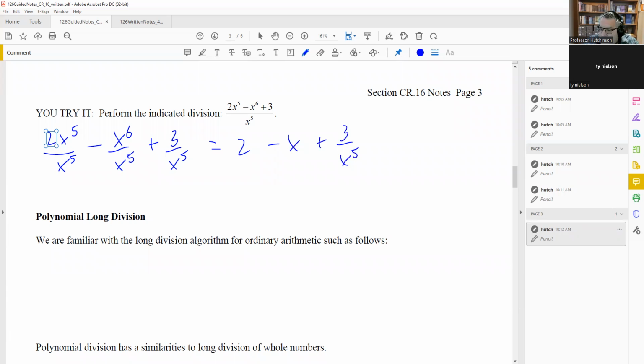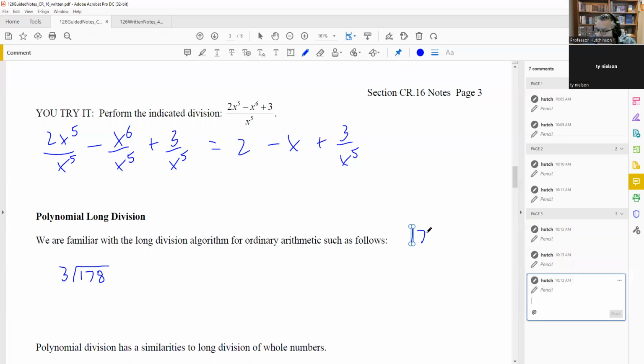Now for long division, what I'm going to do is write out this. I'm going to do a numerical example first. Let's suppose we want to do 178 divided by 3. The first number goes inside the division bar, and the 3 goes on the outside. Okay, so we have that.